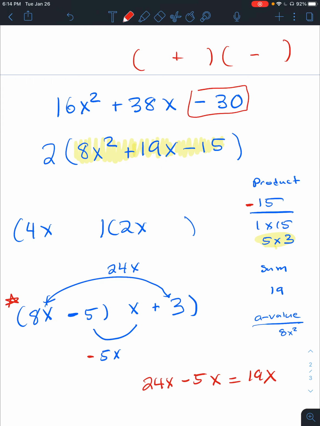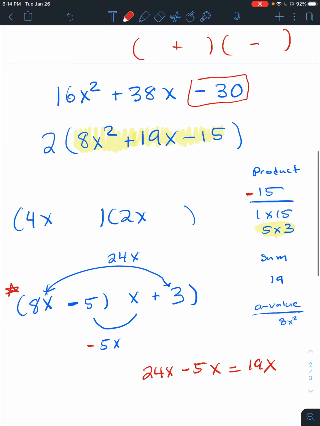So those are our A values. So we're going to kind of stray away from them. These just take practice. So let's do some of the other ones.